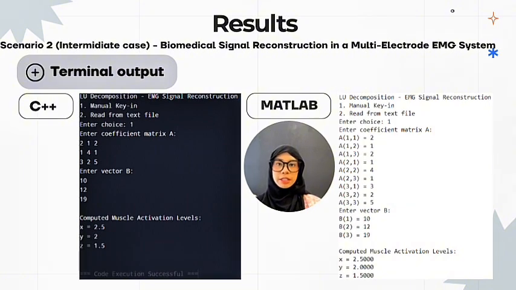After the input is provided, the program applies LU decomposition to factorize the coefficient matrix, followed by forward and backward substitution to solve the system of linear equations.